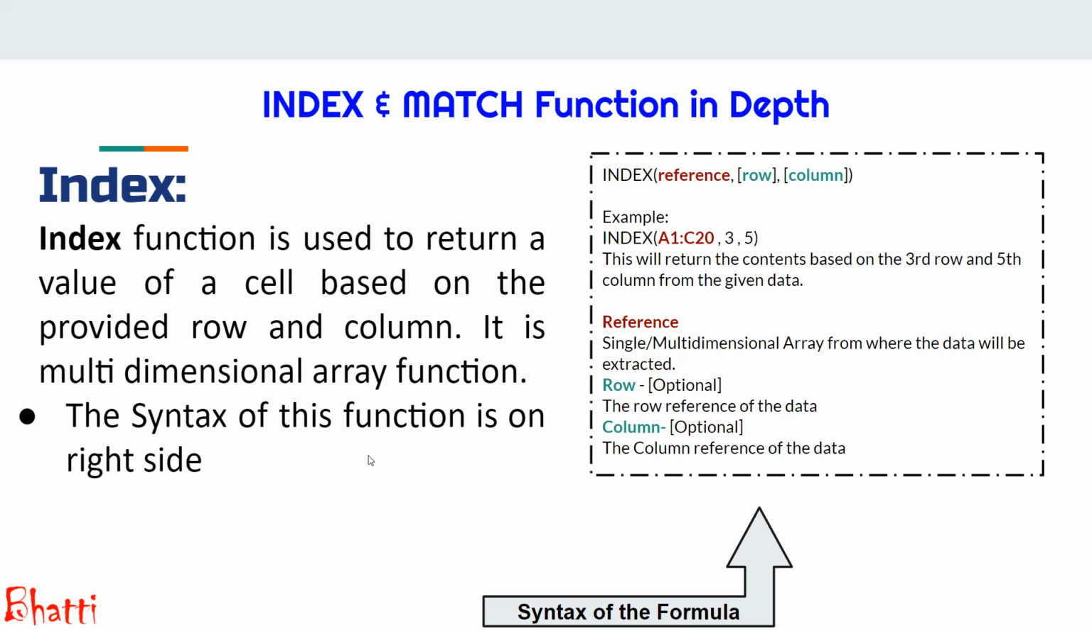So this function has three inputs: reference, row and column. Reference is compulsory. It may be a single dimensional array or multi-dimensional array. So row and column: row is a row number and column is a column number.